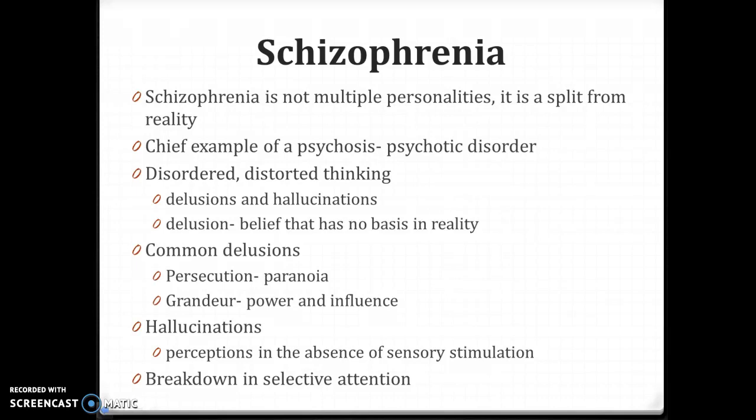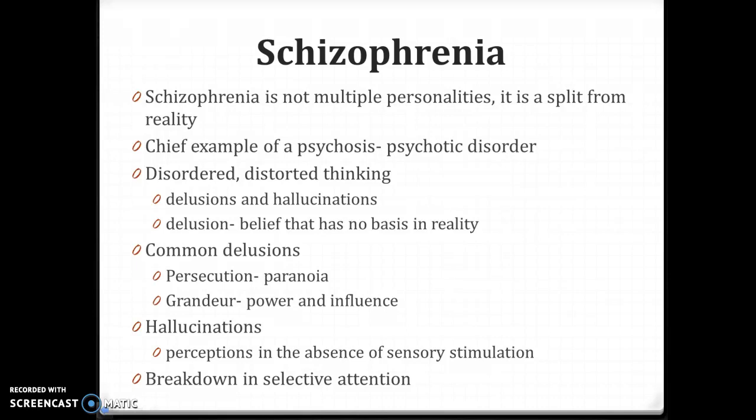And then there are, on the opposite side, delusions of grandeur, which is the idea that the person has power and influence, that they are a special person. They're even, in some instances, like a king of something, or they have the idea that they are more important or powerful or influential than they are. And then hallucinations is the perception in the absence of a sensory stimulation. So hearing, seeing things that are not actually there.